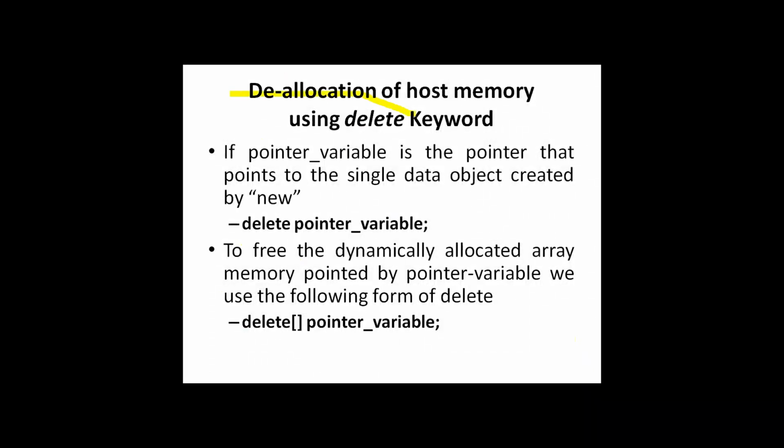Similarly, for deallocation, we can use a simple function, that is delete. If the pointer variable is pointing to a single data object, then we can simply use the statement delete pointer variable, right? And if we want to free a dynamically allocated array which was allocated using new, then we write delete, then mention the square brackets and the name of the pointer variable.